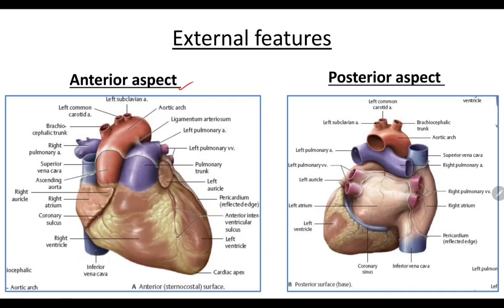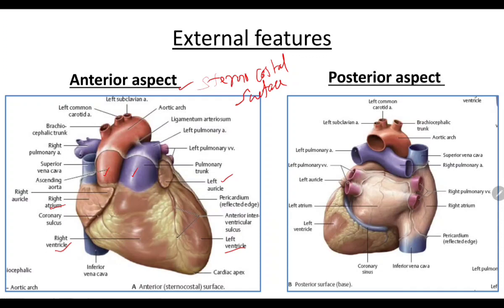You should know the structures which are seen on its anterior surface. Anterior surface is also known as the sternocostal surface, because it is related to the sternum and costal cartilage. So what are the chambers visible? We have the right atrium, here comes the right ventricle and part of the left ventricle, and we have the left auricle. Left atrium is not visible on the sternocostal surface because it is masked by the great vessels. We have the aorta and the pulmonary trunk.